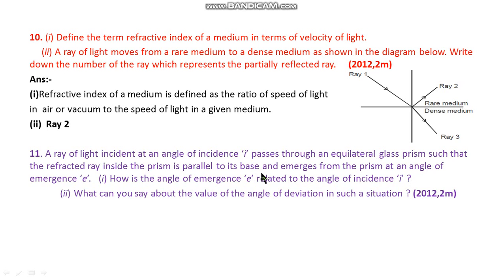When it becomes parallel to its base, that is at the minimum angle of deviation. At the minimum angle of deviation, the angle of incidence and angle of emergence are equal. In that situation, the angle of deviation is called the angle of minimum deviation.